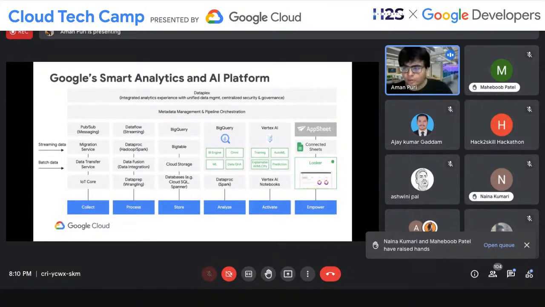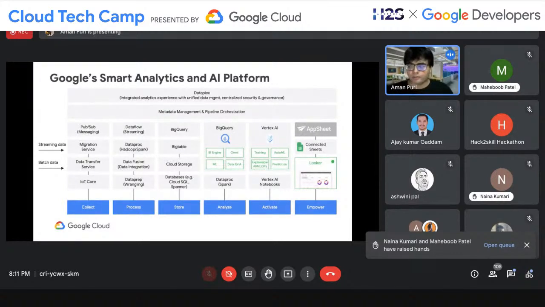And by processing and storing this data, you can analyze and activate it through different services which are available. You can analyze with solutions like BigQuery. BigQuery is not only a data warehousing solution, it also helps with a lot of analytical work as well. So it's a data warehouse plus analytics solution, or you can even use Dataprep as well.